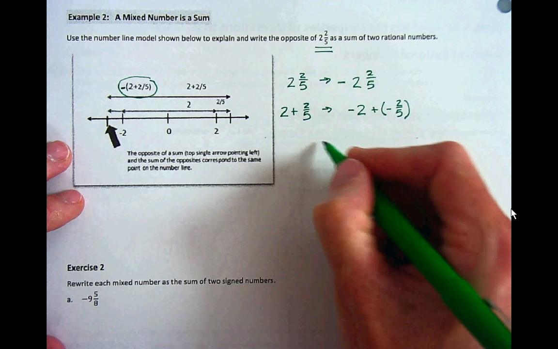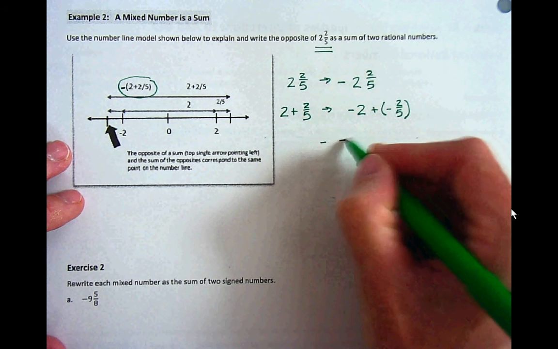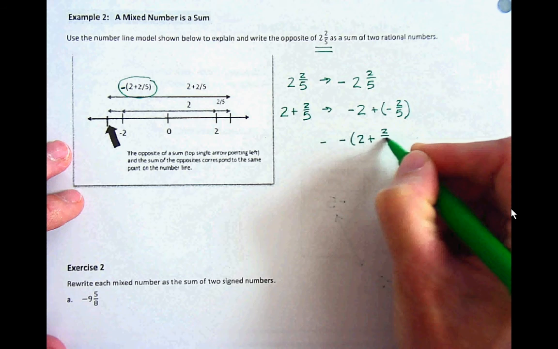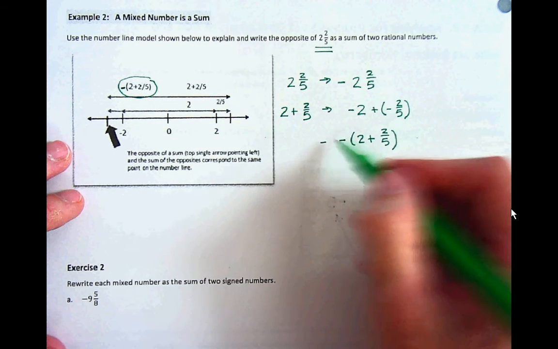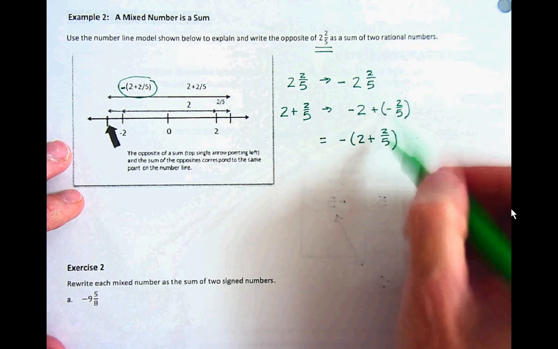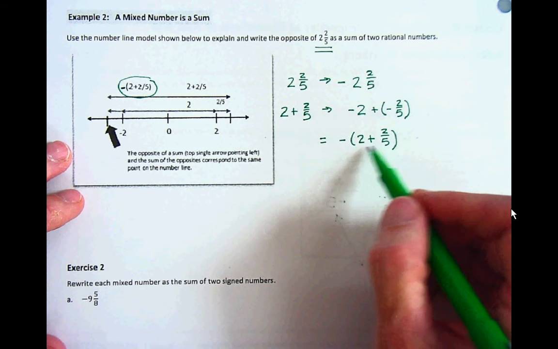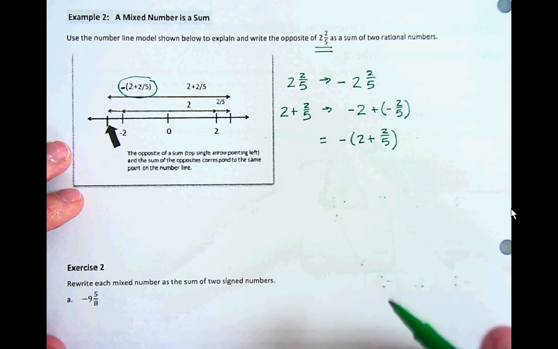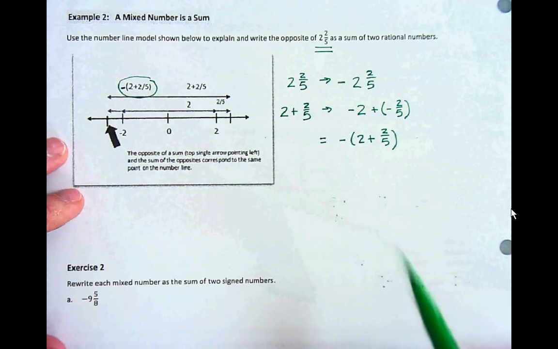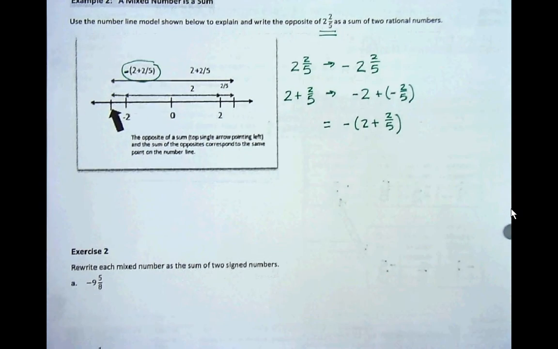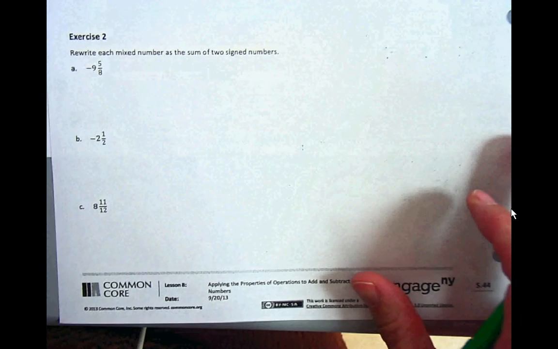So here I can write this as the opposite of 2 and 2 fifths. So this is the same thing right here. Minus 2 plus a minus 2 fifths is the same as 2 plus 2 fifths, and then take the opposite of that. And that's illustrated right there. So let's see if we can use that to our advantage, and we're going to do exercise 2.